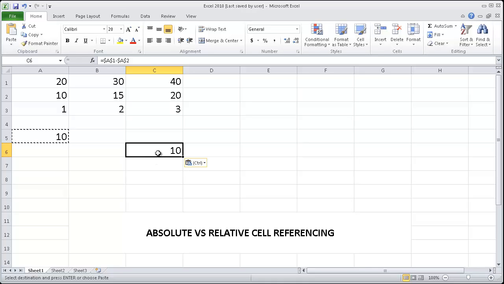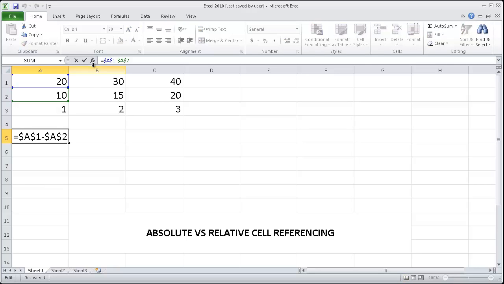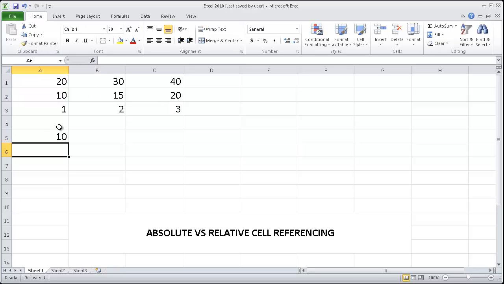Okay, so now let's try something a bit more challenging. If that wasn't challenging enough, let's try something very interesting and mean and cruel, just because some of you like challenges. I'm going to say $A1, $A2. So basically, we're only making the columns absolute as opposed to the rows, which are still relative. This means that the column never changes, so we're always talking about column A. However, the rows are flexible to change. So when I press enter, we know that A1, A2 refers to 20 minus 10, which is 10.